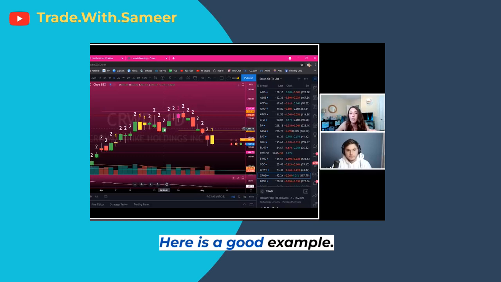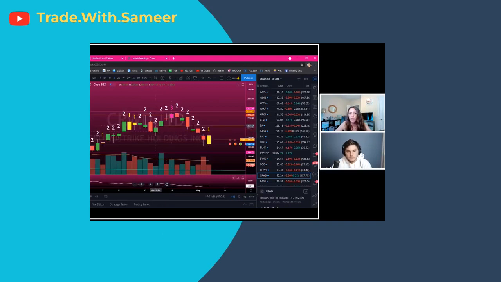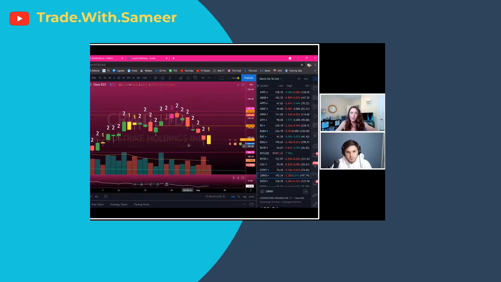Here is a good example on 421. You had a 2 down. So the entry was there, target 1 there, target 2 there, and it hit it. Do you see how that? Yep. So you never take continuation moves. It's always got to be a reversal. That's interesting. Never. Yes.